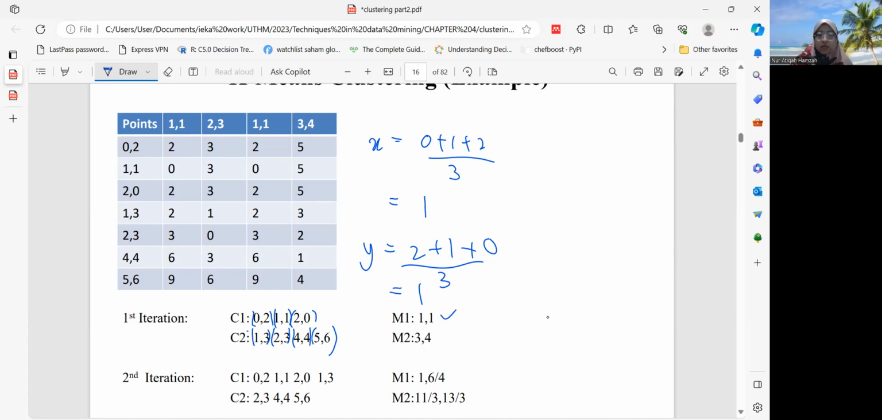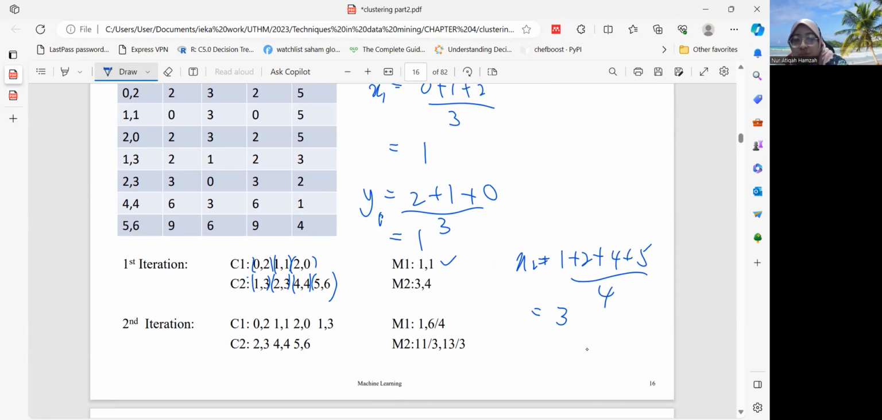Okay, sama juga dengan kluster yang kedua. Okay, this is x1. So, for x2 is 1 plus 2 plus 4 plus 5 divided by 4. 12 divided by 4 is 3. And then for y2 is 3, 3, 4, 6 divided by 4 is equal to 4. So, dapatlah macam ni.